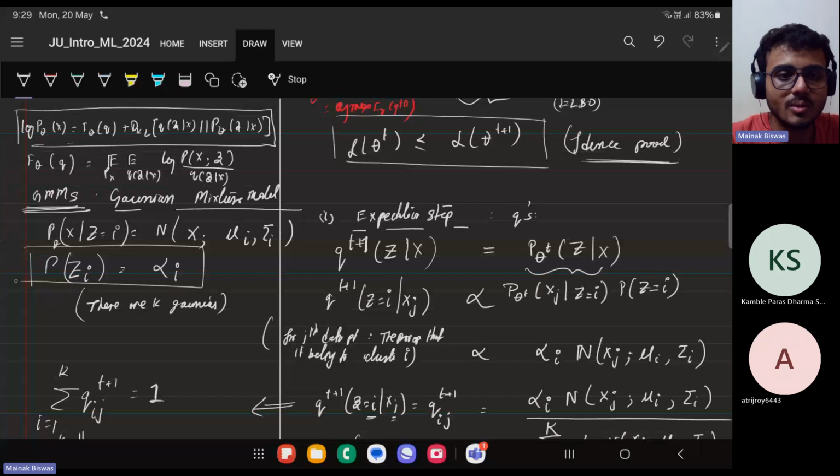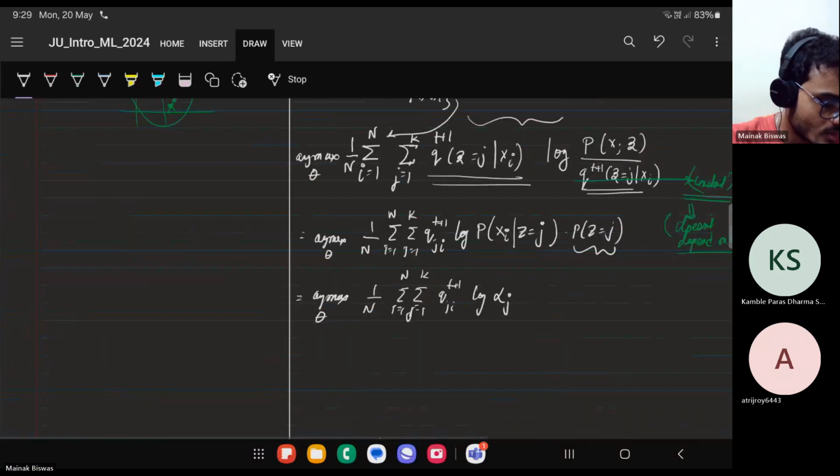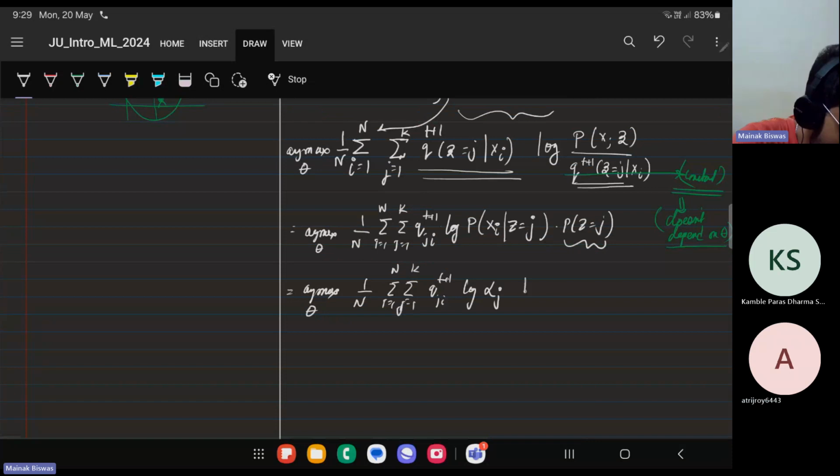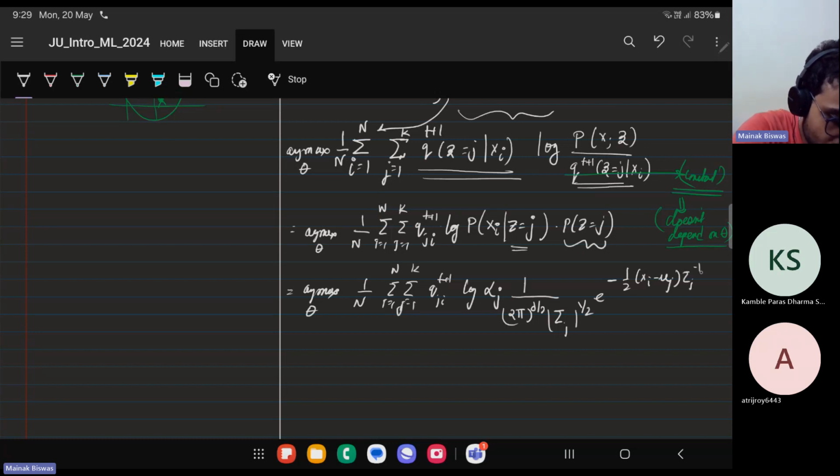Right, this is how we define the distributions. And the other one is 1 by (2 pi) to the power of d by 2, determinant of sigma j to the power half, e to the power of minus half (xi minus mu j) sigma j inverse (xi minus mu j). Correct?